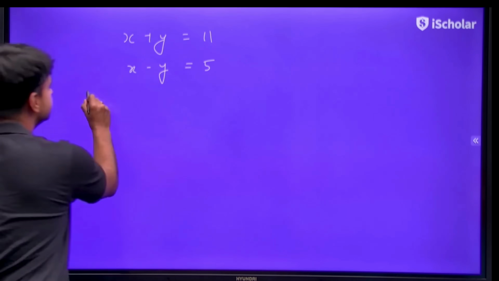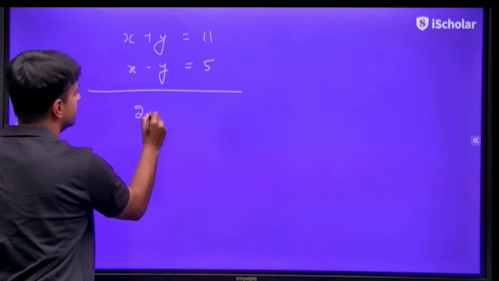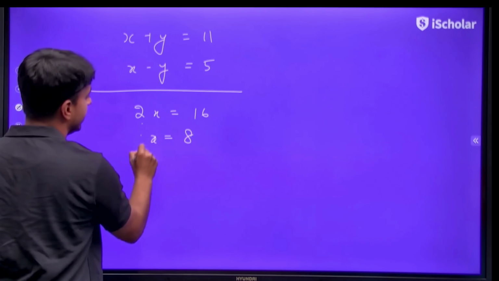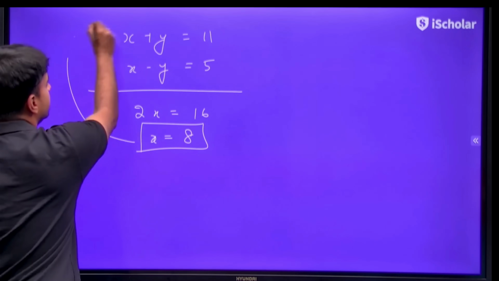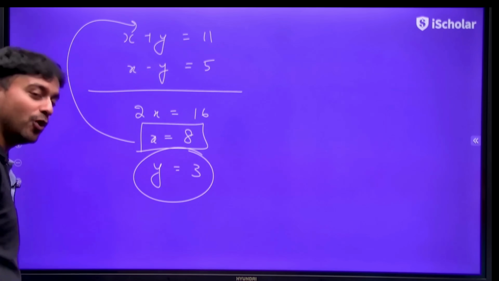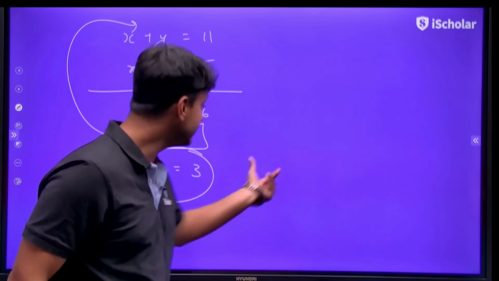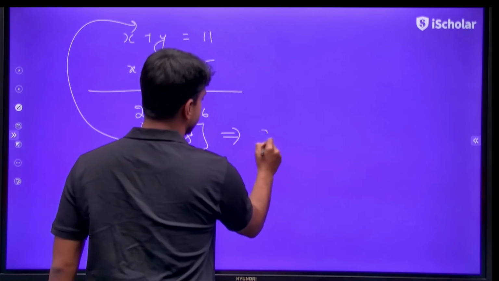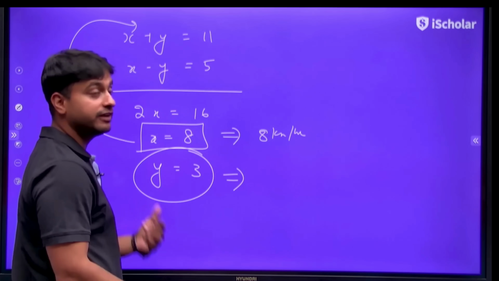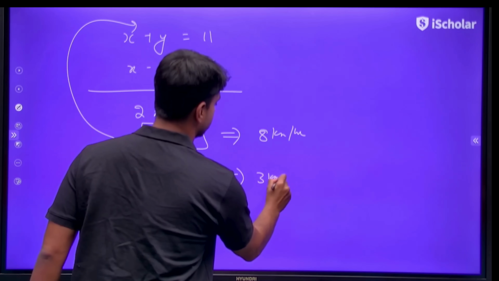Okay, so now if I just add both the equations, what will I get? 2x equals 16, that means x equals 8. So we'll get x equals 8. I will put it in this equation, I'll get y is equal to 3. That means speed of boat in still water is 8 kilometers per hour, that is 8 kmph, whereas speed of stream is 3 kilometers per hour.